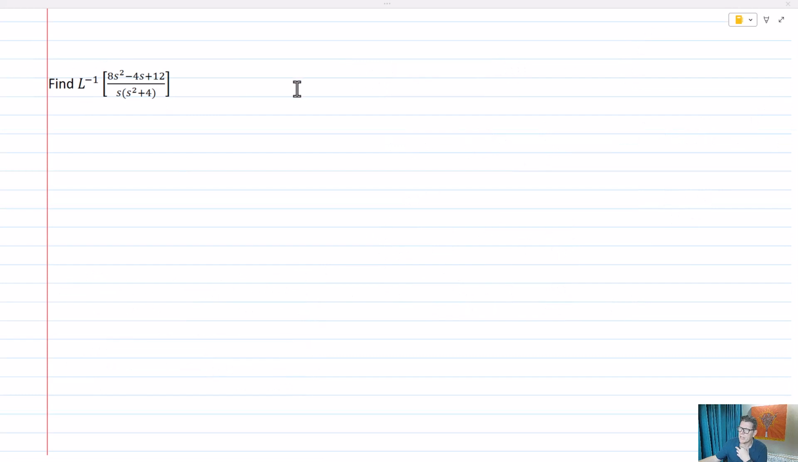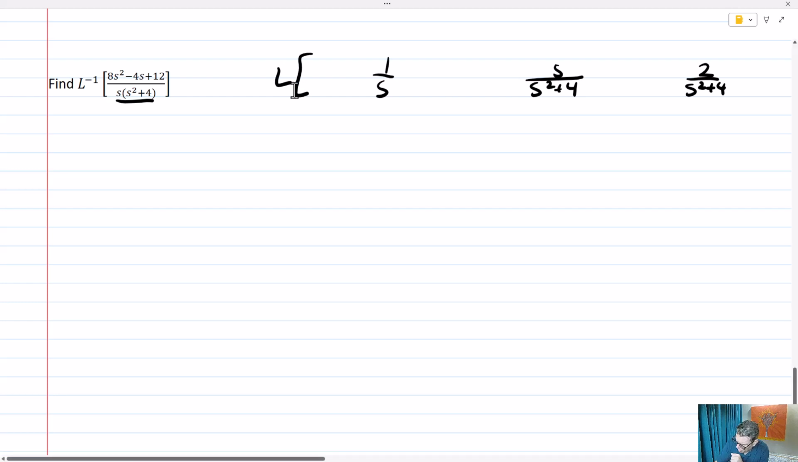Let's take a look at finding the inverse Laplace transform for 8s squared minus 4s plus 12 over s times s squared plus 4. In this case, I don't actually have a Laplace transform for s times s squared plus 4. But I do have something for 1 over s, and also either s over s squared plus 4 or 2 over s squared plus 4. And in this case, we're going to use our b, knowing that our b is going to end up being 2. So the Laplace transform for simply 1 is going to be 1 over s.